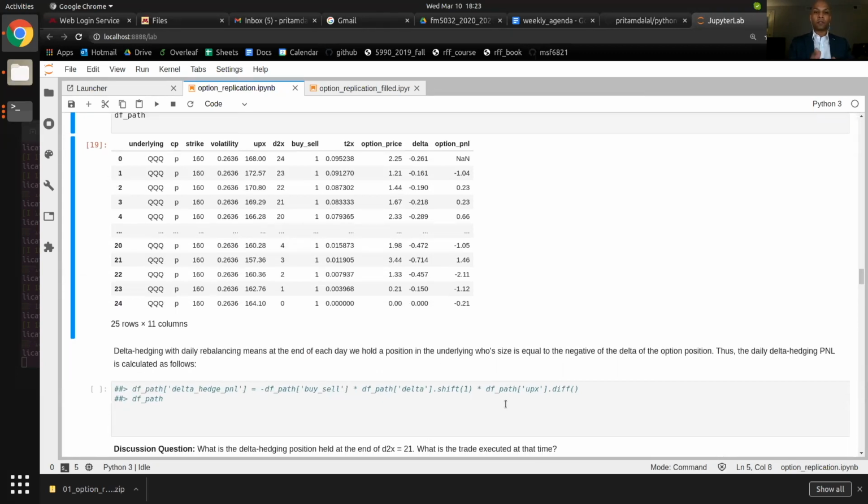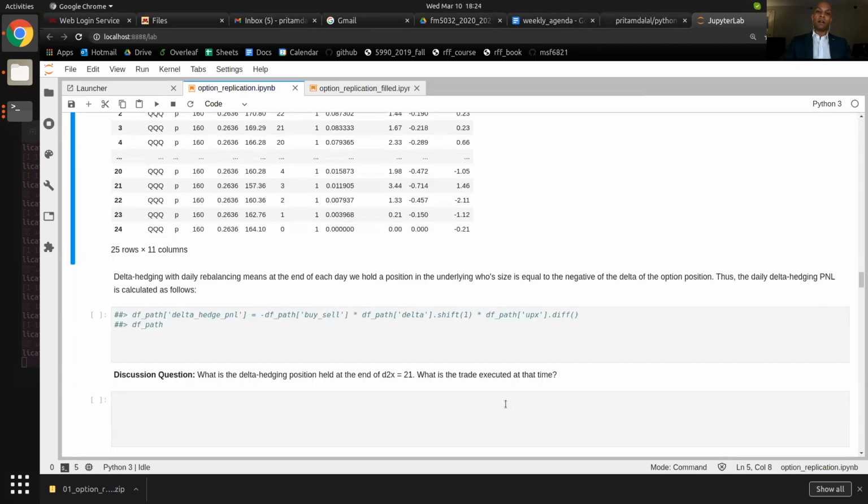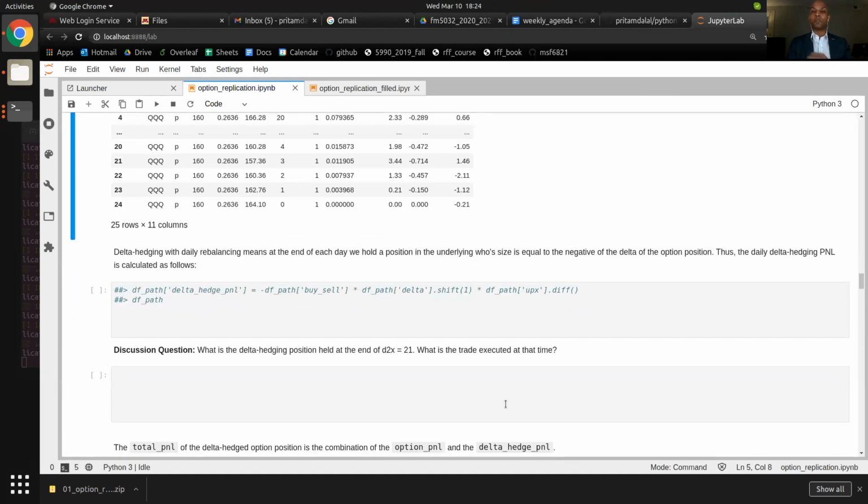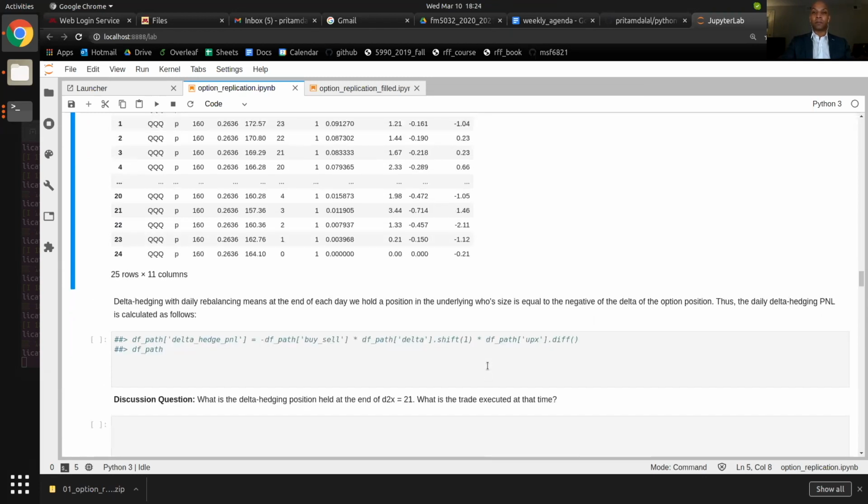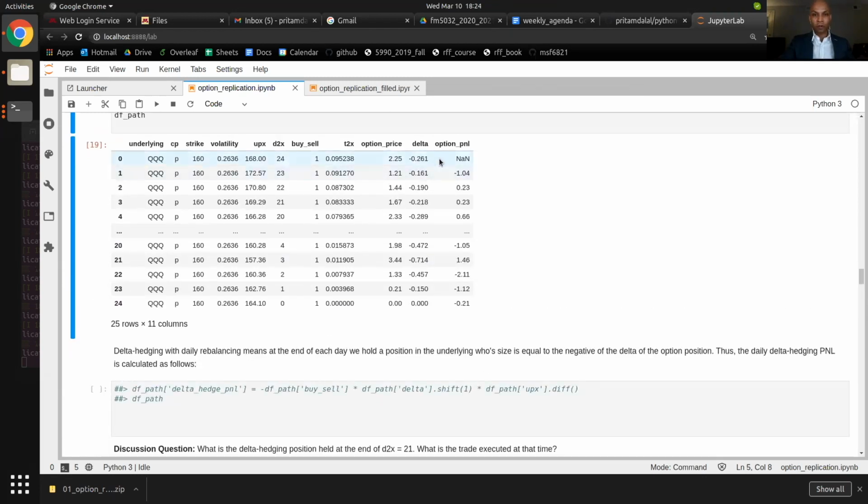And delta hedging with a daily rebalance means that at the end of each day, we're going to hold a position in the underlying whose size is equal to the negative of the delta of the option position. So the daily delta hedging P&L is calculated as follows. Oh, so just to be clear here. So basically at the end of this day, we're going to hold 0.261 units of the delta of the underlying. At the end of day one, we're going to hold positive 161 units of the delta. So to go from this position to this position, since it's the negative, we're actually going to need to sell about 0.1 units of delta. So that's how that works.